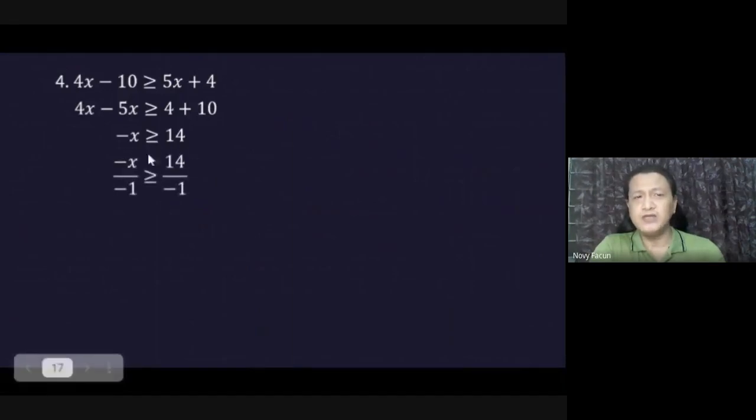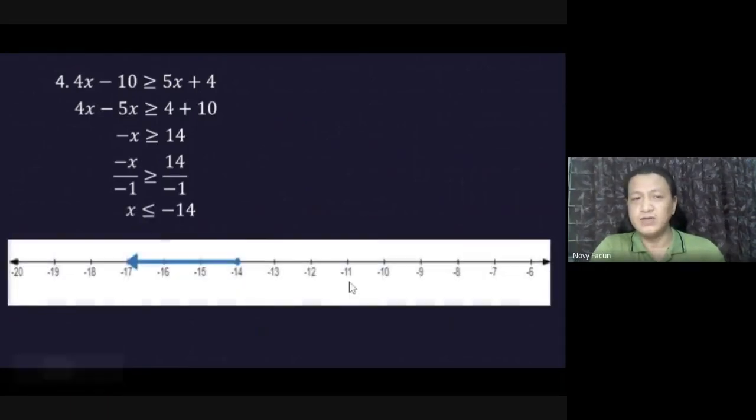And then, you're going to divide both sides of the inequality by negative 1 to make it positive. Kasi hindi pwedeng may negative yung magiging final answer mo dun sa x mo. So, with that, cancel na yung negative 1 dyan. But 14 divided by negative 1, that is negative 14. Kaya, x is less than or equal to negative 14. So, therefore, you can now graph. So, ibig sabihin, included ang ating negative 14 dyan.